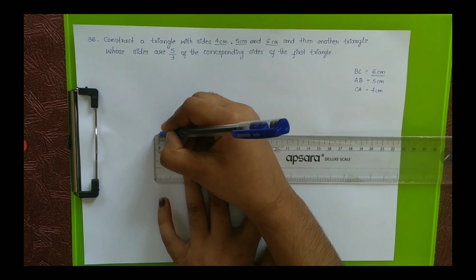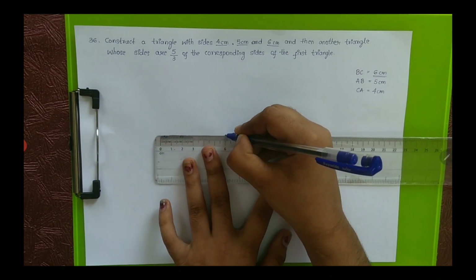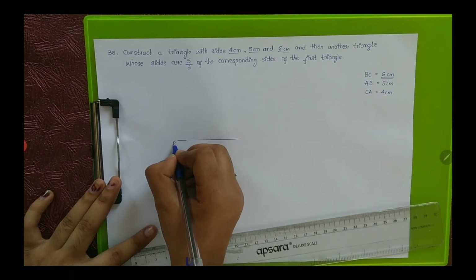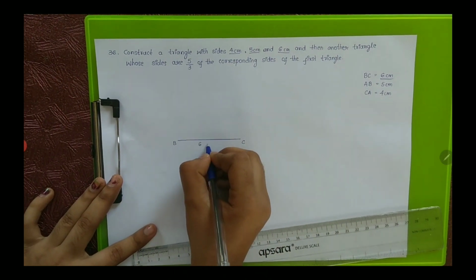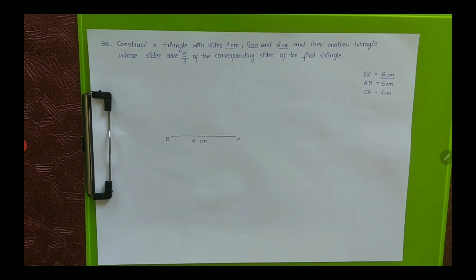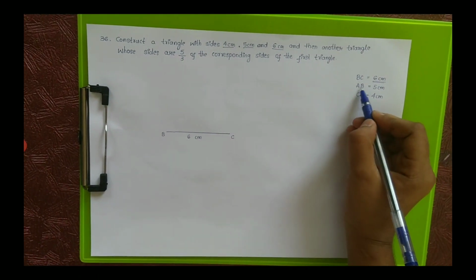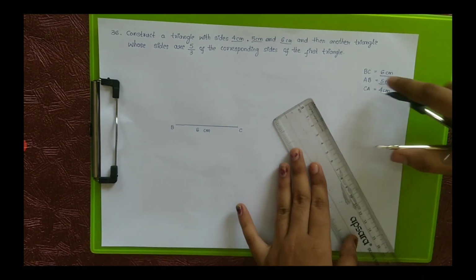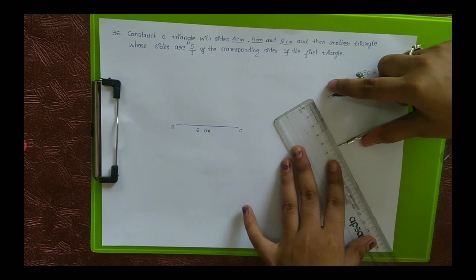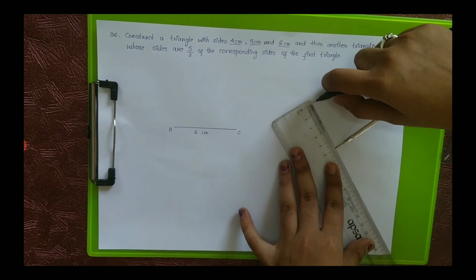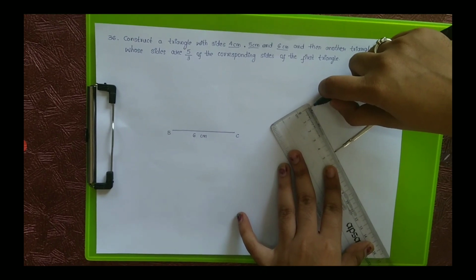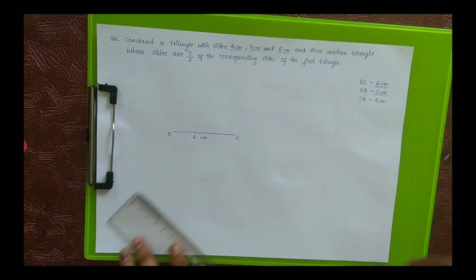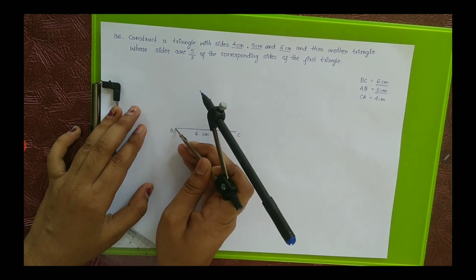Draw a baseline BC of 6 cm length. It is a baseline BC of 6 cm and AB is of 5 cm. So with B as a center, we have to draw an arc of 5 cm. So you measure 5 cm and with B as a center, draw an arc.